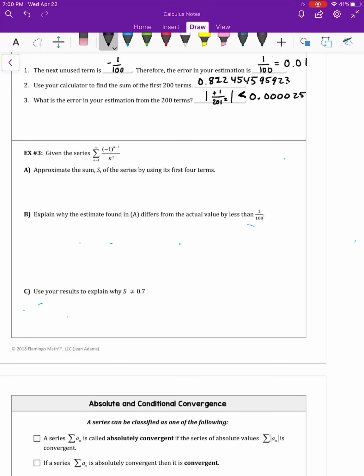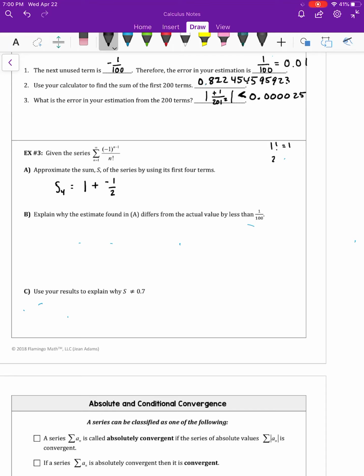So that's a pretty good estimate. And do you see how the first two terms were exactly the same? Now you're saying that the first 4 terms are exactly the same as the actual answer if we put infinity in. Okay, so now example number 3.